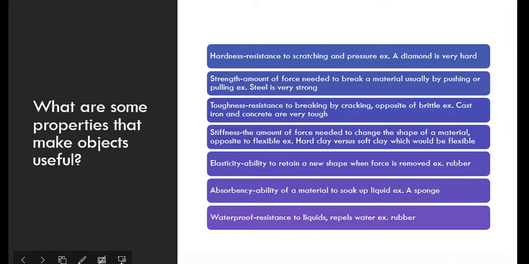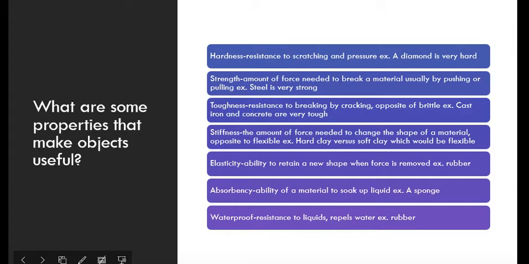Toughness. Toughness is the resistance to breaking by cracking, and it's the opposite of brittle. For example, cast iron and concrete are very tough. Stiffness. The amount of force needed to change the shape of a material, the opposite to flexible. For example, hard clay versus soft clay, which would be flexible. Elasticity. Ability to retain a new shape when force is removed. For example, rubber.